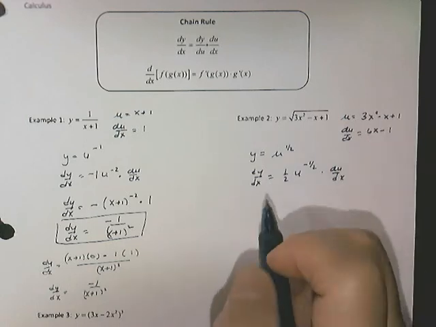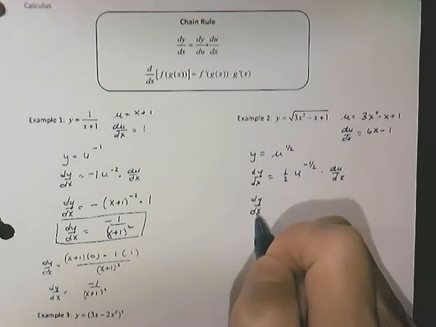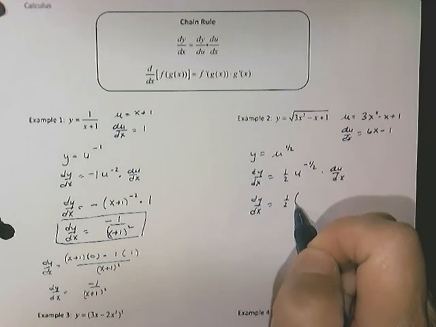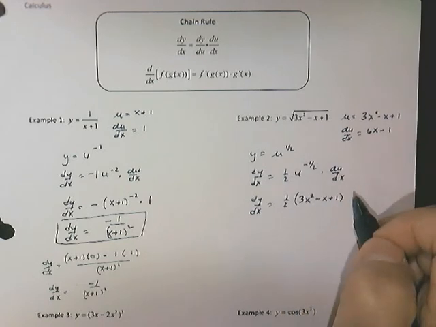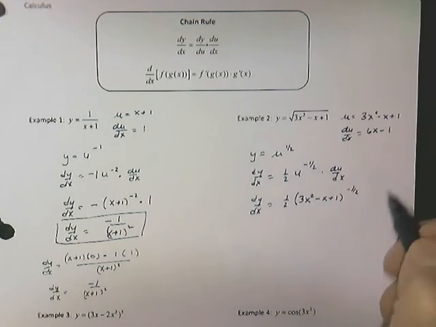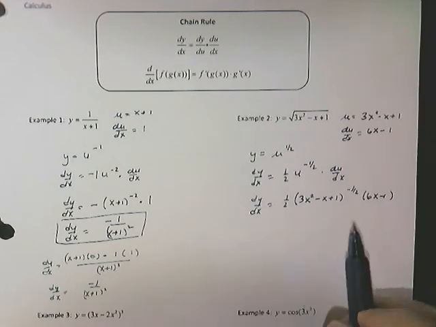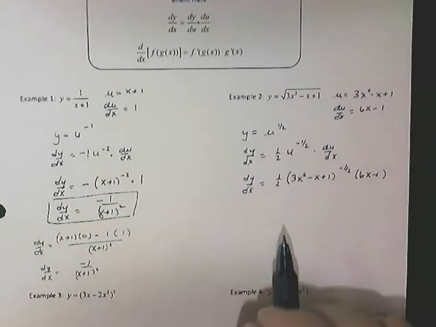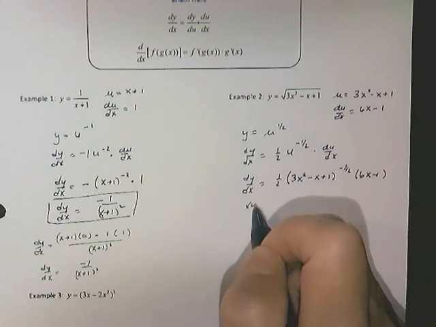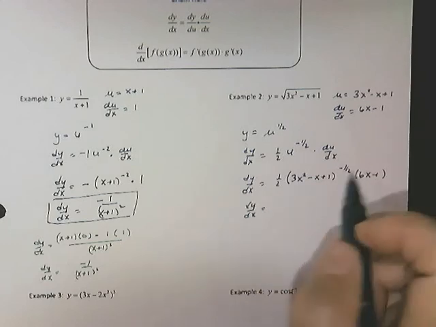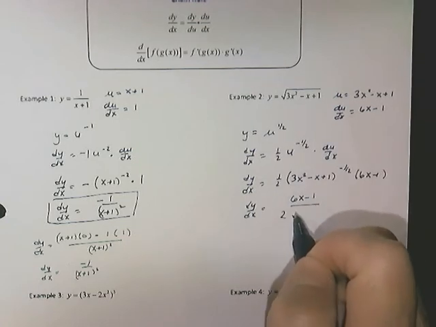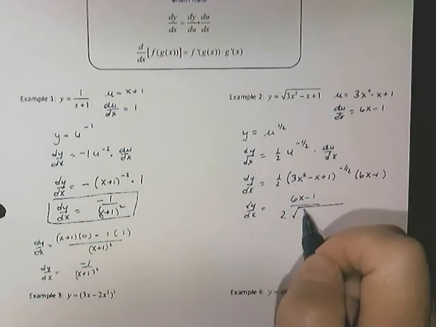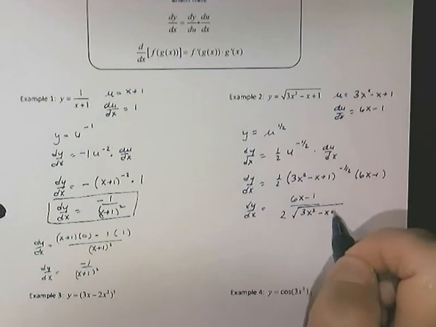Now I can replace everything. So dy/dx is equal to 1/2 (3x squared minus x plus 1) to the negative 1/2 times (6x minus 1). Nothing wrong with that. That's fine the way it is. If you want to clean up a little bit, I'm going to go ahead and just rewrite everything. So 6x minus 1 is my numerator. My denominator is 2 times the square root of (3x squared minus x plus 1).